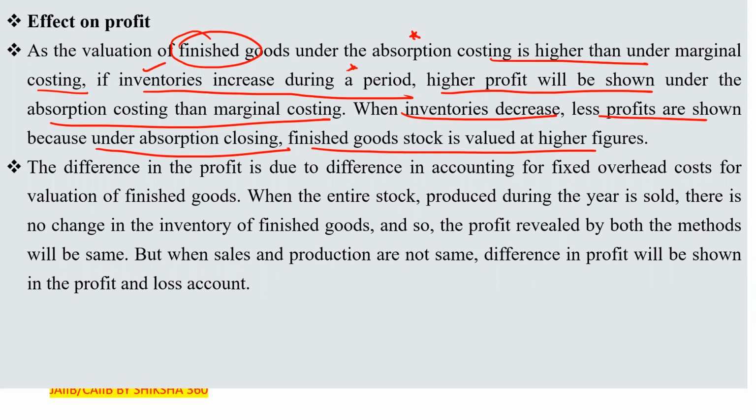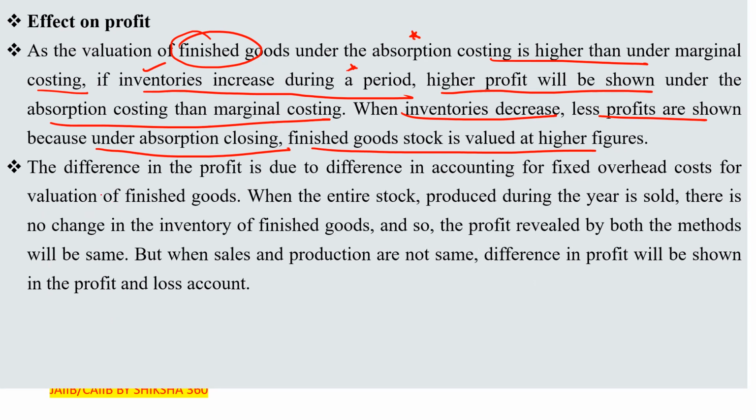So when the inventory decreases, it depends upon the inventory also. Basically, if there is an inventory increase, that is we are selling more, higher profit will be shown under the absorption costing than the marginal costing, because under the absorption costing we are also taking the fixed cost from the customer. So this is the point you have to remember here.